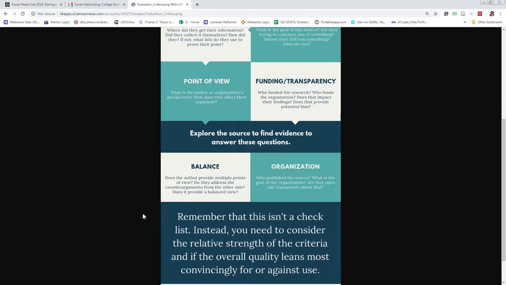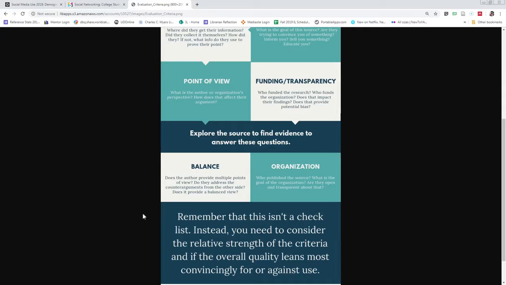And then the organization. So sometimes the website is published by an organization, or the organization is the author of that information. You might not see an individual. So thinking about who is it that published the source, what's the goal of that organization, and do they tell you about who they are, etc.